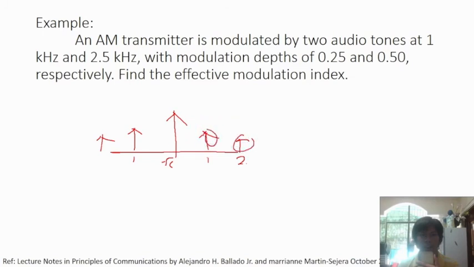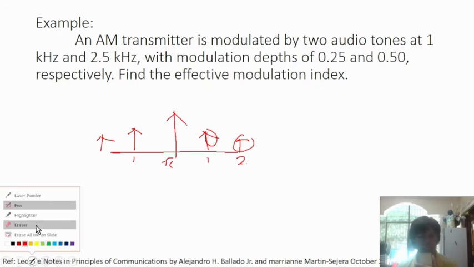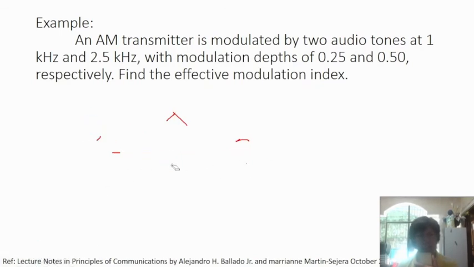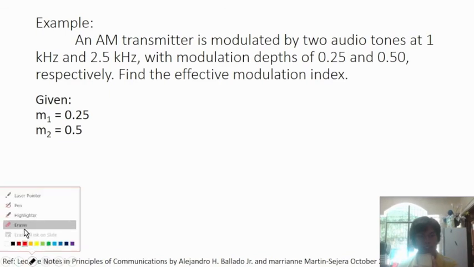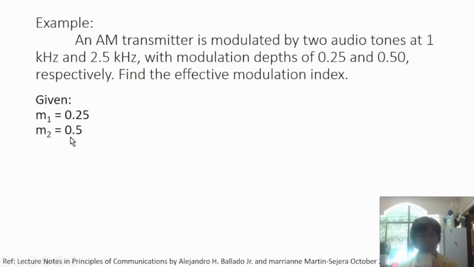So for our first modulation index would be 0.25, and the second modulation index would be 0.5.